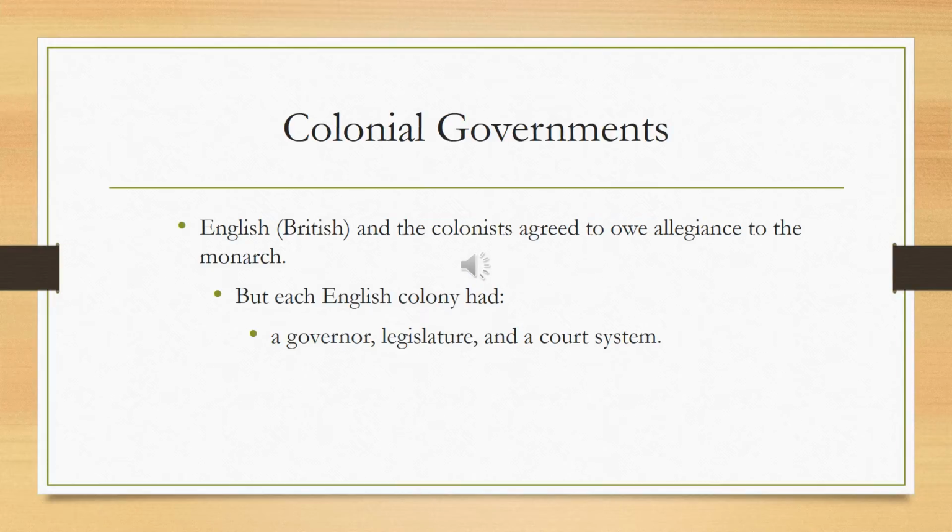So early in the colonial governments, we were descendants of the British, so everybody still agreed to pledge allegiance to the British Crown and the British laws. However, after a while, each colony was given the privilege to create their own state or colonial governments. So each colony had a governor, a legislature, and a court system that was completely separate, and we became very distant from Great Britain.